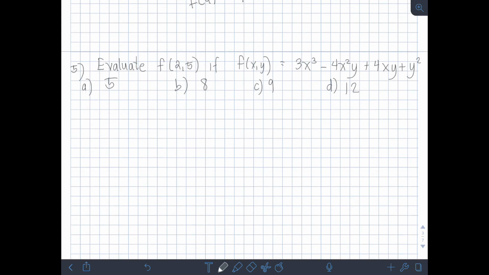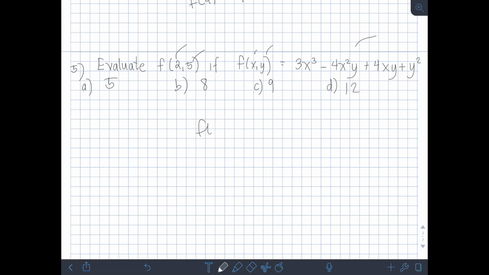Okay? Next, we have: evaluate f of 2, 5 if f of x, y is equal to 3x cubed minus 4x squared y plus 4xy plus y squared. Okay, so ibig sabihin lang nito, meron tayong dalawang variables. Yung function natin ay in terms of two variables, which is x and y. So, substitute nyo lang yung x dito na 2, tapos yung y dito na 5 dito sa given expression natin.